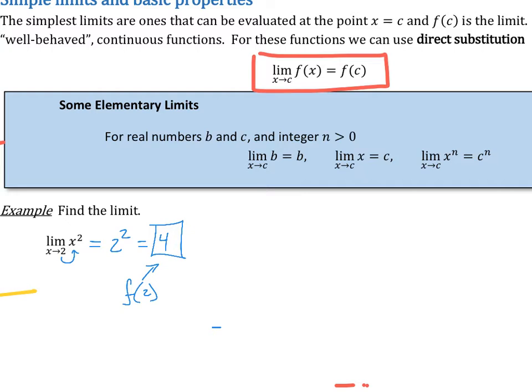So, some special little limits that are real simple. If b is an integer, then the limit of b is b. It's not going to change. So if we say the limit as x goes to 3 of 5 is, well, there is no x value here. So the limit of 5 is 5.